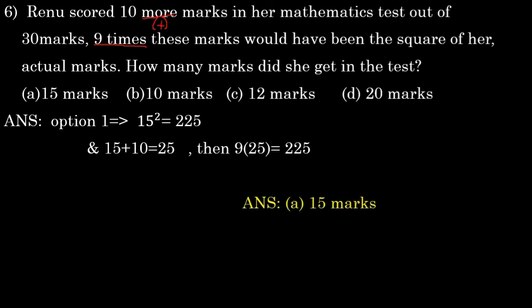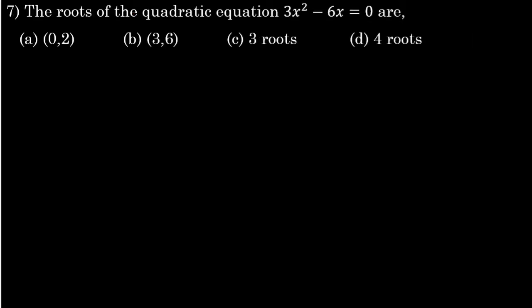If you're not getting option A as a correct one, we can go with the 10. 1. The roots of the quadratic equation 3x square minus 6x equals to 0 are. Options we have 0, 2, 3, 6, 3 roots, 4 roots. Here they said we need to find out roots. What they gave is the equation 3x square minus 6x. So I'll write down that 3x square minus 6x equals to 0.